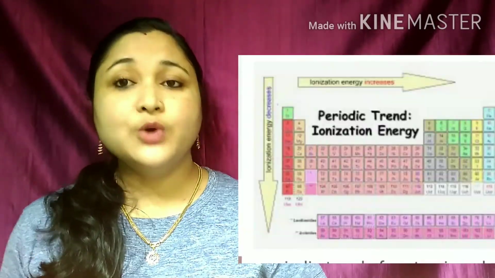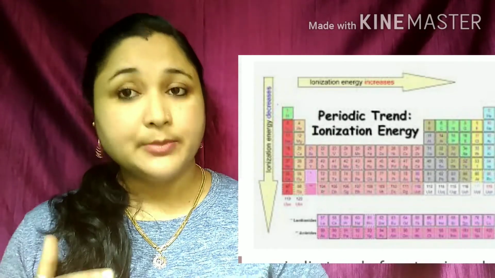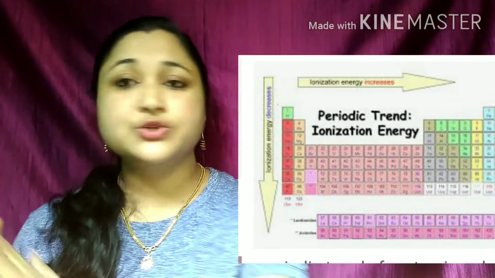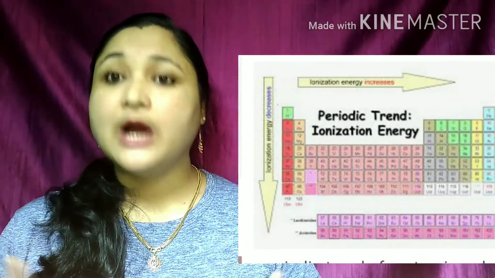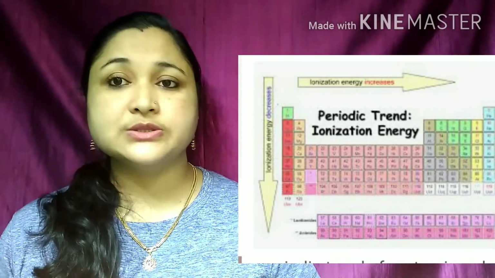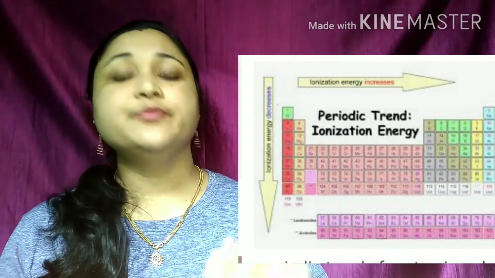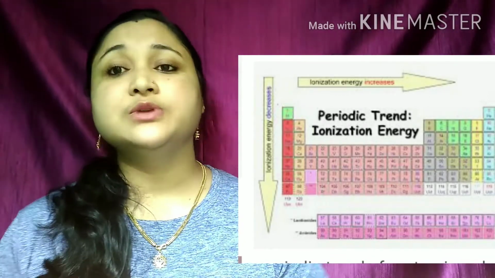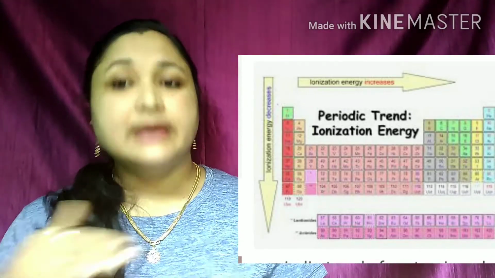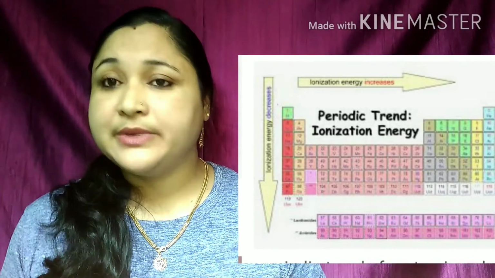Now, how does this ionization potential vary among the elements across a period from left to right? And what variations does it show when we move from top to bottom down the group? Now, let's see what happens across the period.